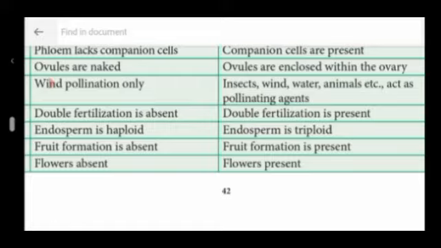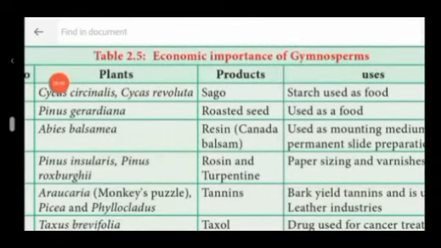The next is the economic importance of gymnosperms. Plants, name of the product and uses. Cycas circinalis and Cycas revoluta give sago. It is rich in starch and it is used as food. Pinus gerardiana, the roasted seeds are used as food. Abies balsamea gives a product called resin, which is called Canada balsam.